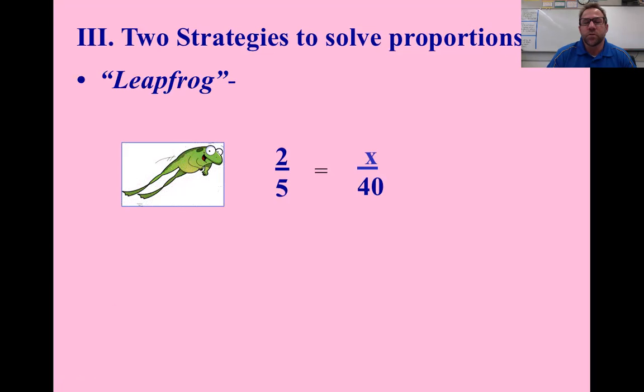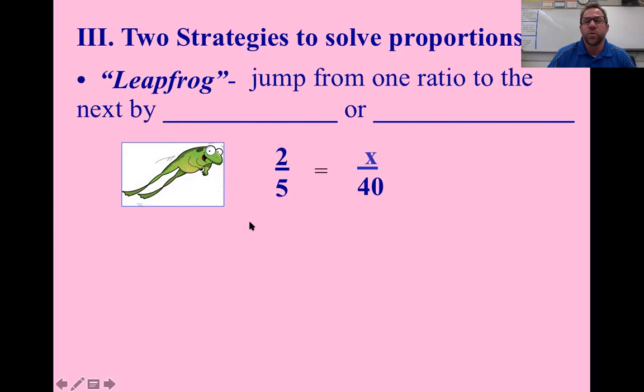And in the leapfrog strategy, what we want to do is jump like a leapfrog. We want to jump from one ratio to the next ratio, and we want to do that either by multiplying or by dividing.